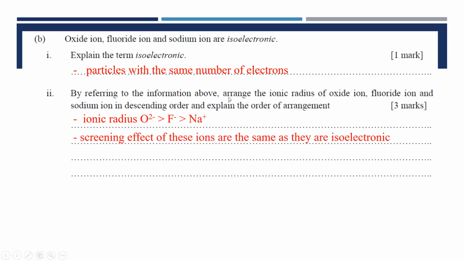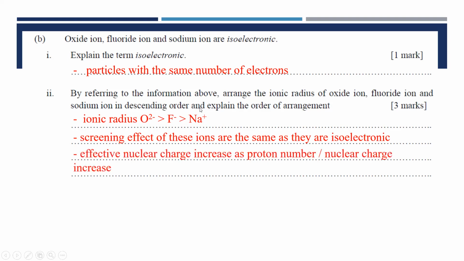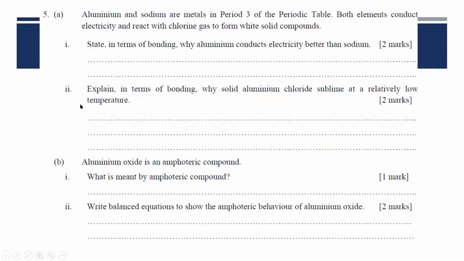Okay, why? Because the screening effect of these ions is the same, as they are isoelectronic, or they have the same number of electrons. Therefore, the nuclear charge increases as the proton number increases. Therefore, effective nuclear charge also increases. So those are the 3 keywords of how you are going to explain why the ionic radius increases here. Okay, so that is how you are going to solve question number 4. Immediately we go to question number 5.